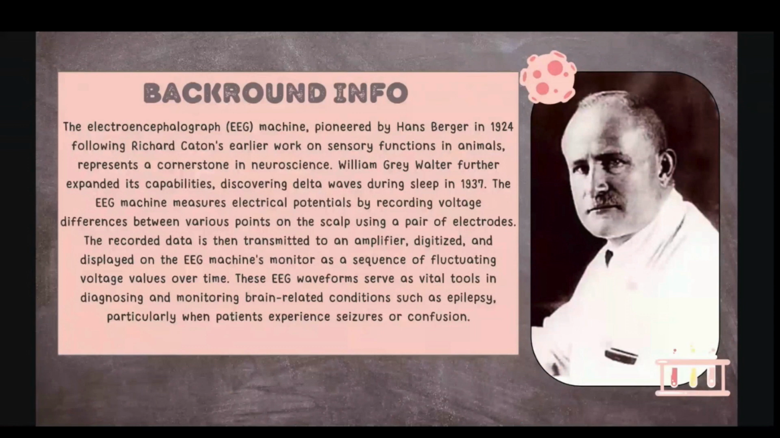The electroencephalograph or EEG machine, originating from Hans Berger's pioneering work in 1924 and further advanced by William Gray Walter's discoveries of delta waves in 1937, represents a cornerstone in neuroscience. By measuring electrical potentials across the scalp using electrode pairs and translating them into fluctuating waveforms on a monitor, EEG technology offers invaluable insights into brain function. These insights are particularly vital in diagnosing and monitoring conditions like epilepsy, showcasing the significance of EEG in understanding the human brain.